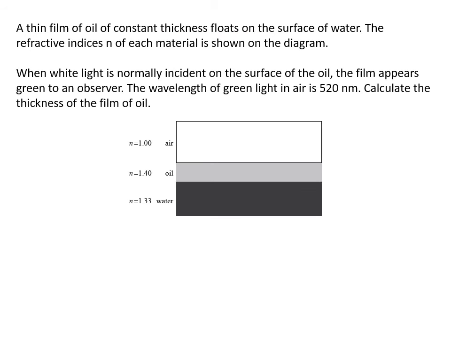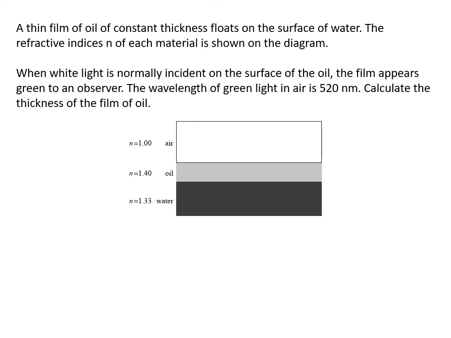So we're here at our one practice problem for this set. A thin film of oil of constant thickness floats on the surface of water. The refractive indices of each material is shown on the diagram. When white light is normally incident on the surface of the oil, the film appears green to an observer. The wavelength of green light in air is 520 nanometers. Calculate the thickness of the oil.